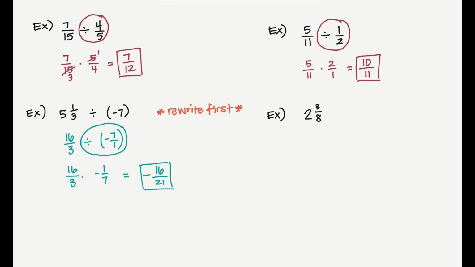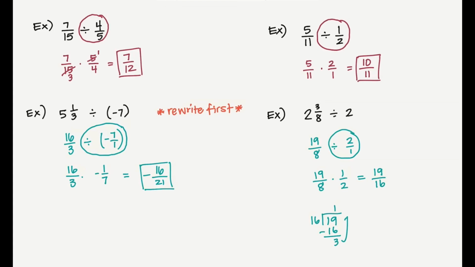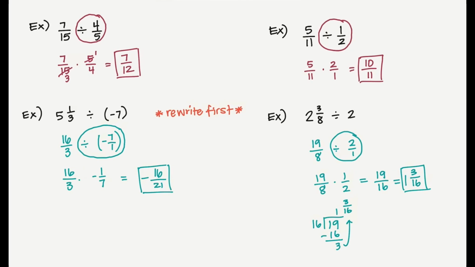Let's make it a little bit harder. So 2 3/8 divided by just the number 2. So let's rewrite first. So that becomes 19 over 8 divided by 2 over 1. And I'm going to change that now to be multiplying by its reciprocal. And that becomes 19 over 16. But I cannot have an improper fraction. So if I rewrite it, I find that it is going to be 1 3/16. And there you go.